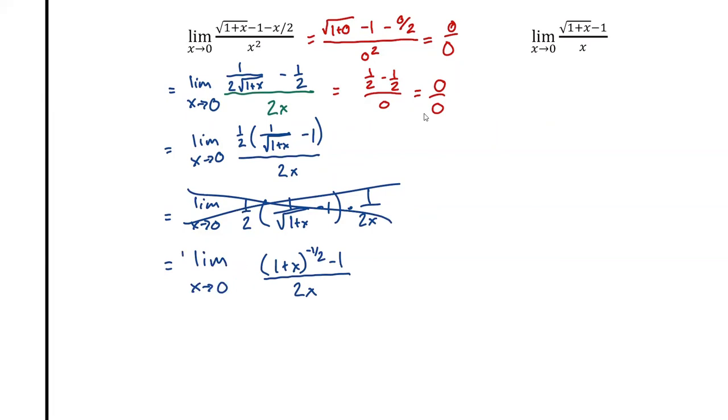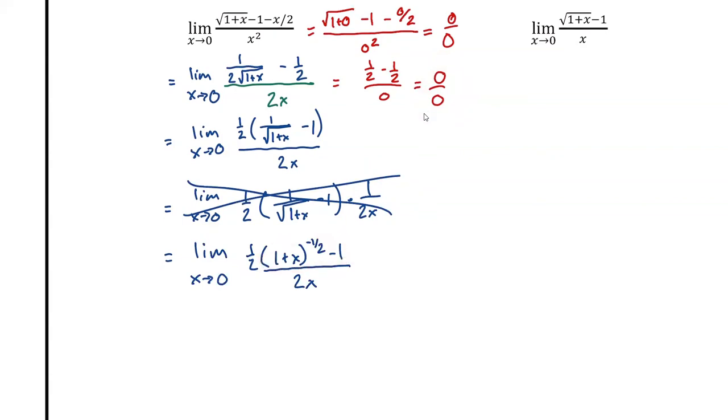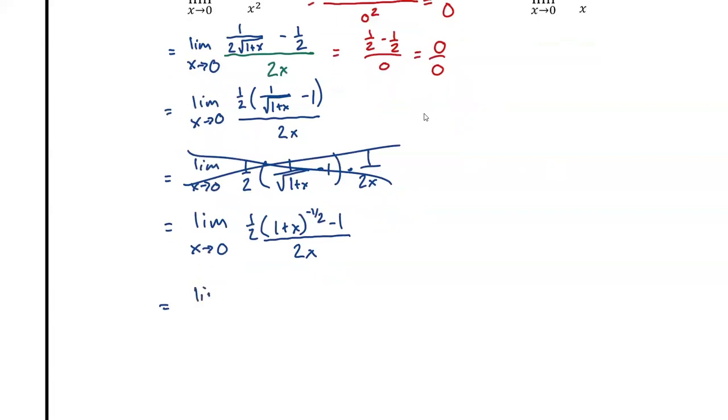You could even put this 1/2 all the way out in front of the limit if you want. I'm just going to leave it there though. So again, we verified that this was an indeterminate form right up here. So now we can go ahead and just take the derivative of this again. So we have the limit as x approaches 0 of 1/2 times this negative 1/2 comes down. You have 1 plus x to the negative 3/2, and all of this divided by 2.